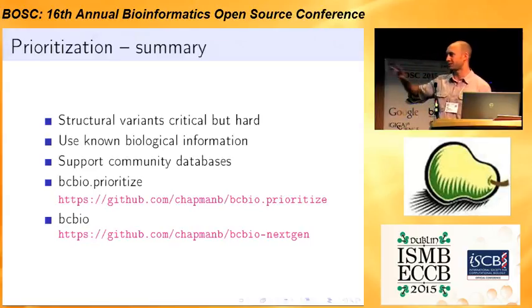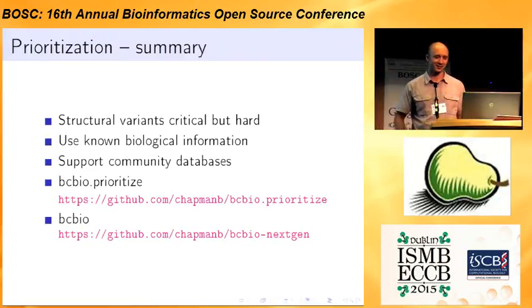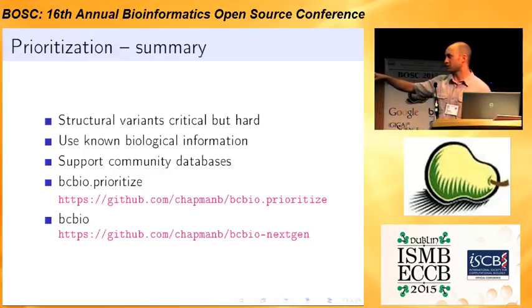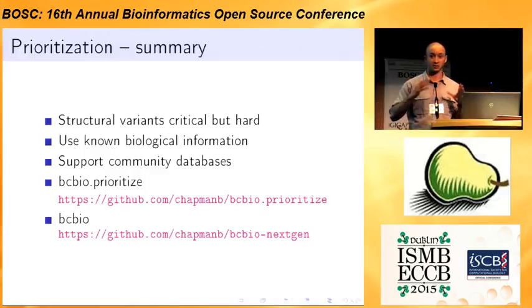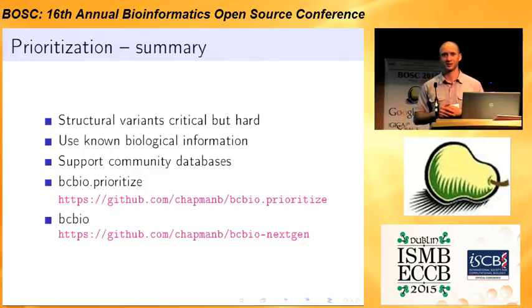If this is interesting to you, this code is all available. I have a little tool called bcbio Prioritize, which does the little mess around with bed files and things like that. And then all of this is work we're doing in conjunction with bcbio, which is the larger framework, that does all the variant calling and validation and those kind of things.